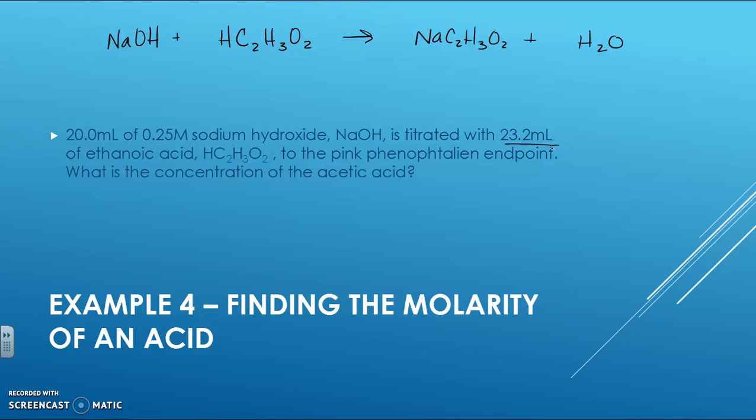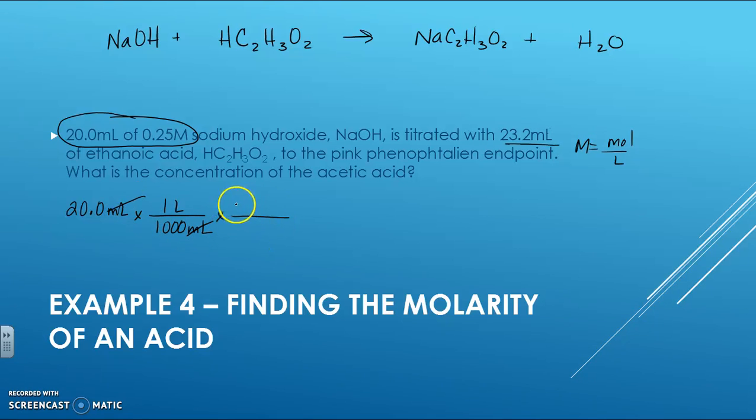Okay, well the problem is we can't start with anything with that. We need to do our concentration, we need moles over liters. Well, we've got liters, but we don't have moles, so we've got to get to moles. Well, how can we get to moles? Well, we can use this right here to get to moles. Okay, so start with your volume, 20.0 milliliters, but we can't use milliliters, we need liters. So in 1 liter, there is 1,000 milliliters. Okay, now we can go from liters to moles by using our molarity, 0.25 moles over 1 liter.